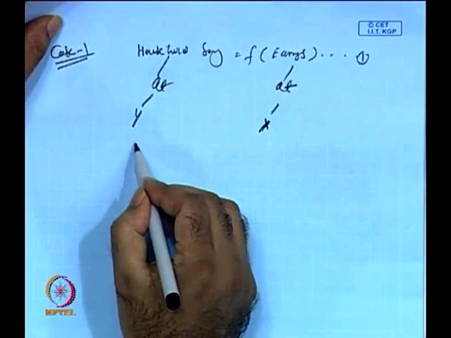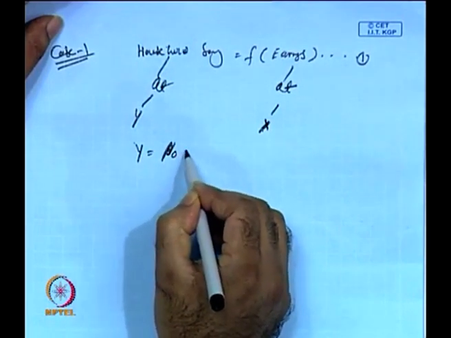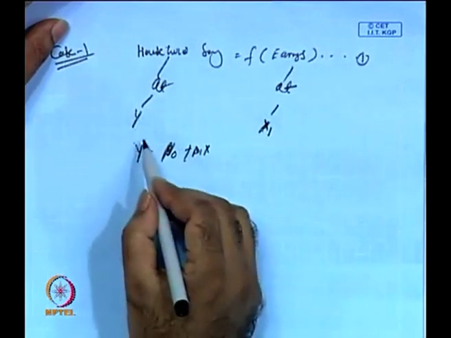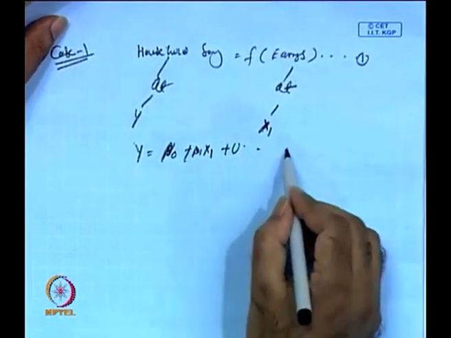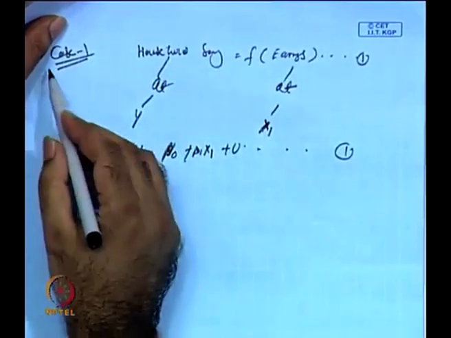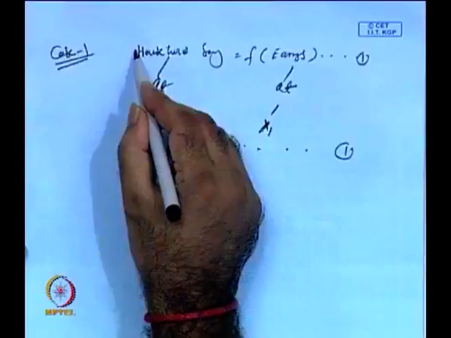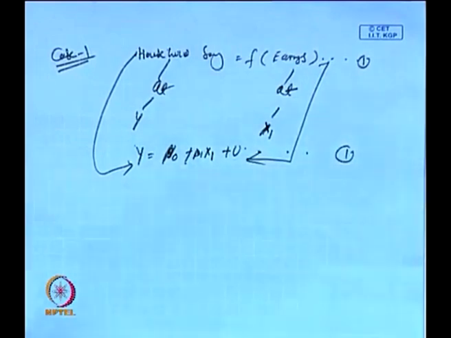Then the model will be y equal to beta 0 plus beta 1 x 1 plus u. Okay, so this is the simplest model. This is case one, where household saving is a function of earnings, but in this particular structure there is no question of a dummy.